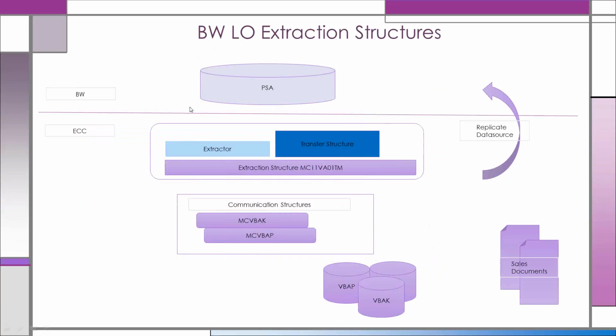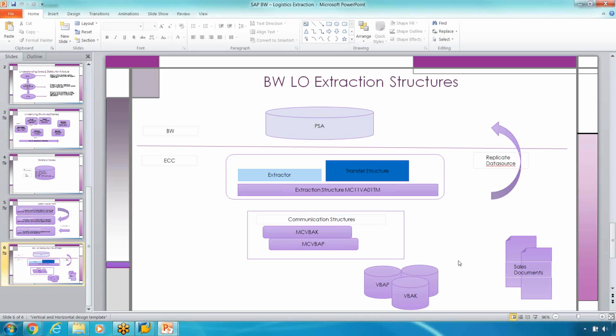Once you activate the extractor structure, it's very similar to the data source that we activated yesterday, right? But it could have some other extra features as well. So this is the ECC part, and from here once you activate the data source, you will replicate it into BW, and then you create the PSA on top of that. So this is the process for loading LO data from ECC to business warehouse. This is part one of it.